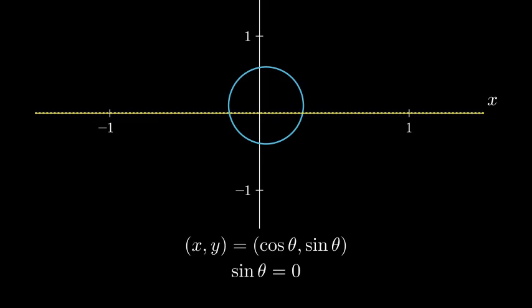So we're looking for points where the unit circle intersects the x-axis. These occur at 0 degrees and 180 degrees, or 0 and pi radians. However, the inverse sine function can only return one value.